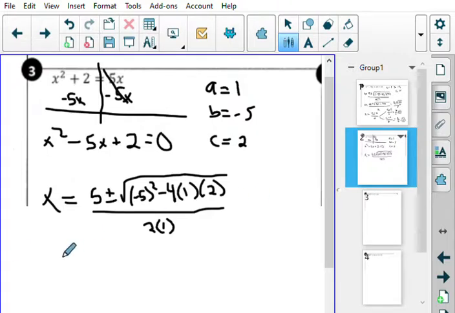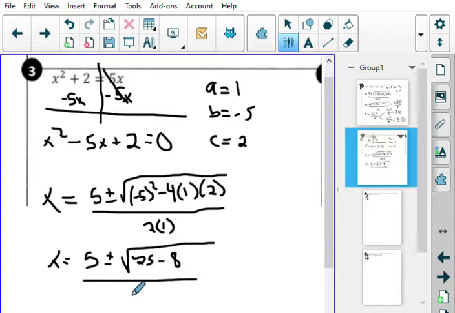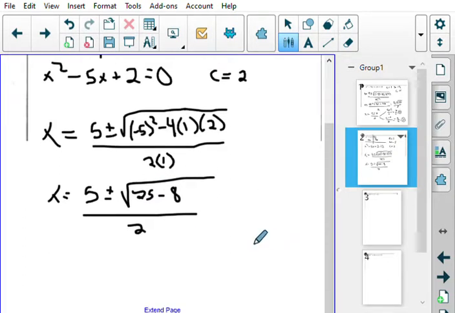So I'm going to reduce. We have 5 plus or minus the square root. Negative 5 squared is positive 25. Negative 4 times 1 times 2 is negative 8. All divided by 2. Okay, so we're going to do the same thing as what we just did on the last problem. I'm going to reduce inside. So we have x equals 5 plus or minus the square root of 25 minus 8, which is 17, divided by 2.